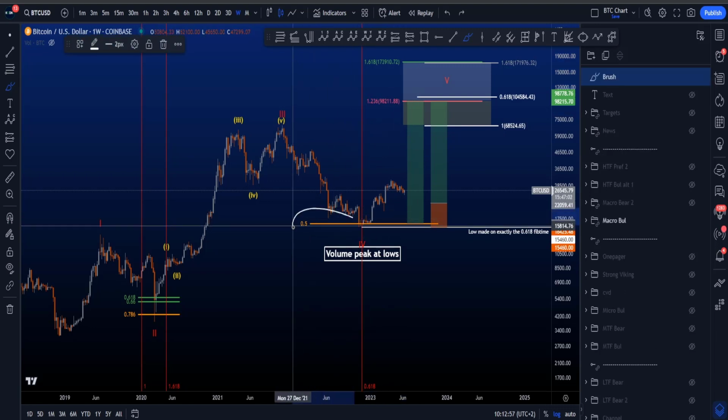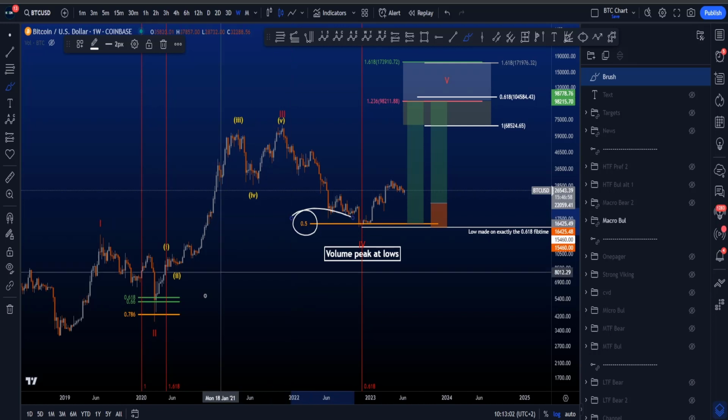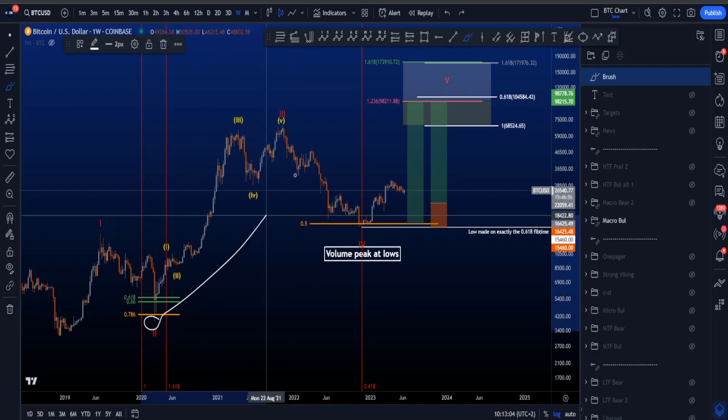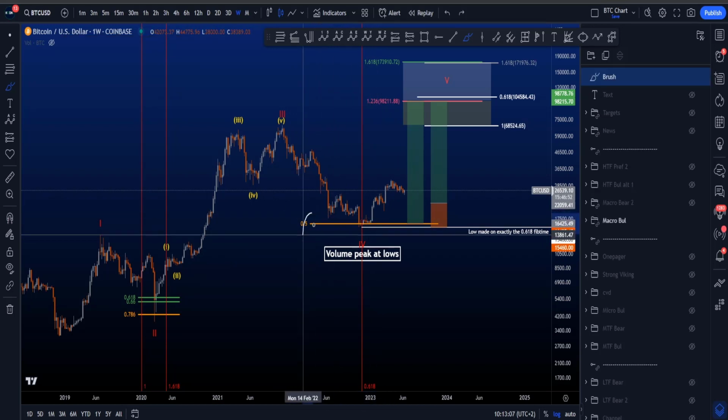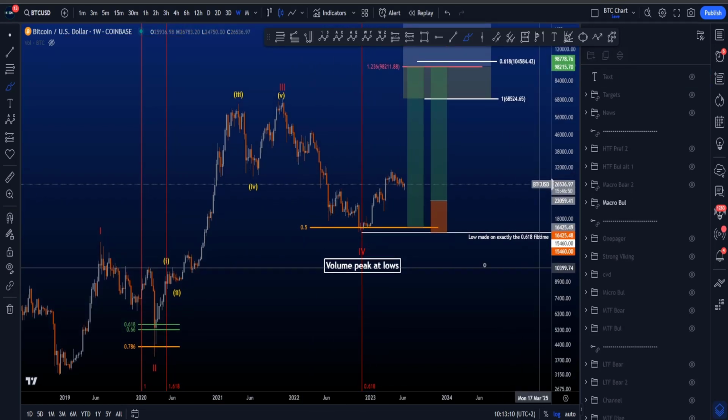This wave 4 is then finished, bouncing right on top of the 0.5, which is a maximum target for a wave 4, taken from the low of wave 2 to the high of wave 3, and on the weekly, no candles closed below the 0.5, which is exactly what you want to see.